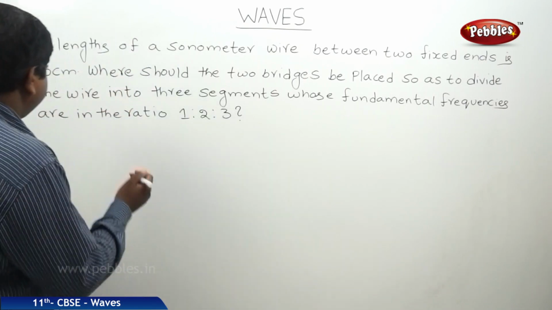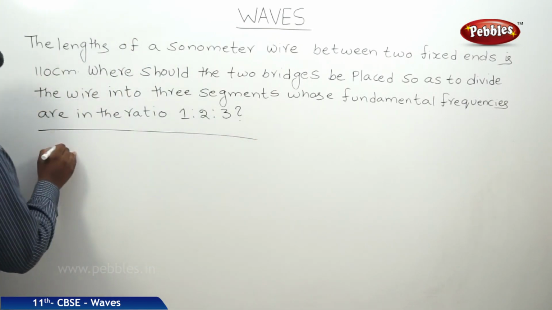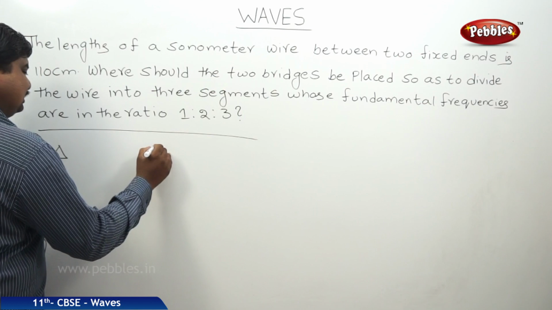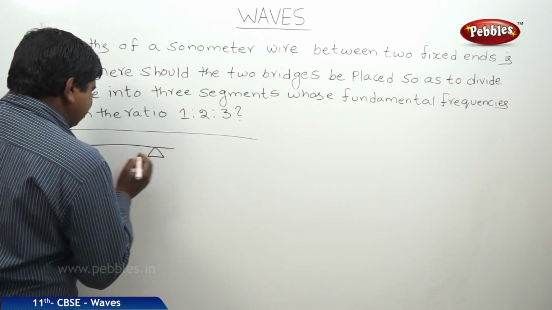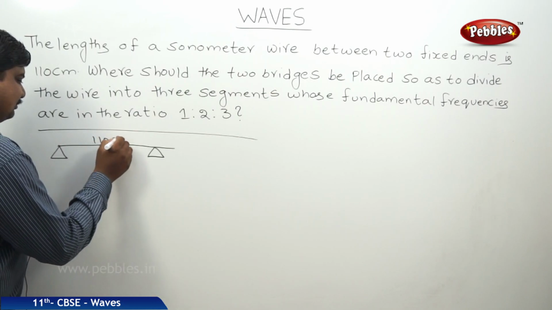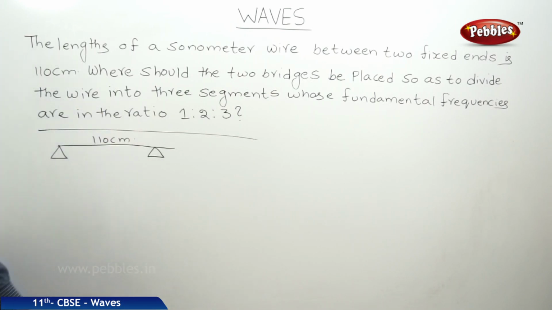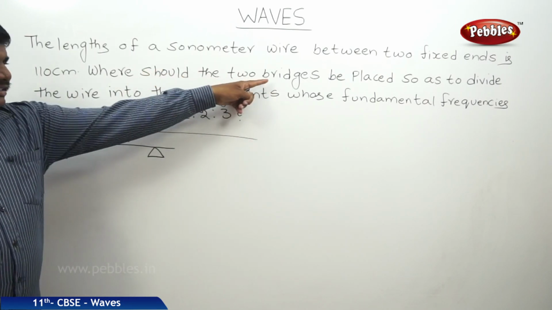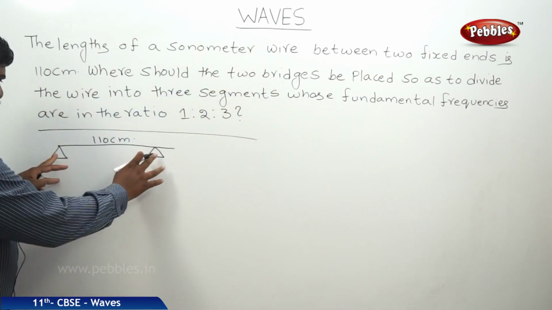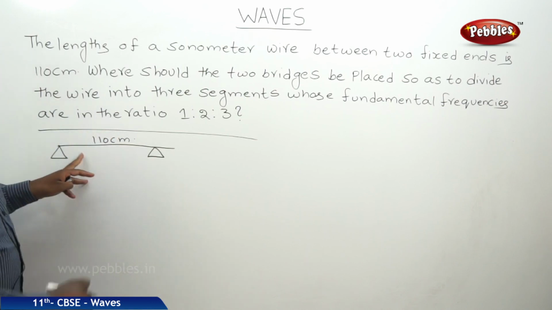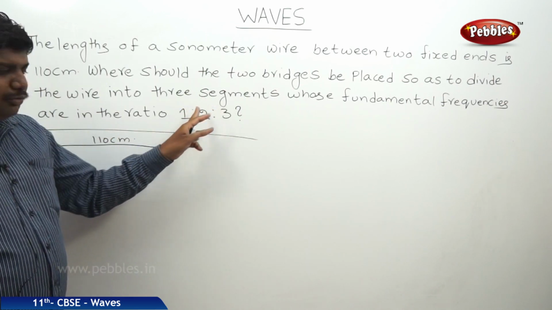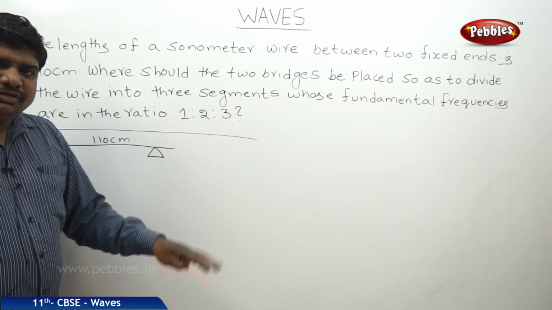1:2:3. That means these are the two ends of the sonometer. Between these two ends, one wire is hanged. The length is 110 centimeters. So we should place two bridges somewhere such that the fundamental frequencies are in the ratio of 1:2:3.